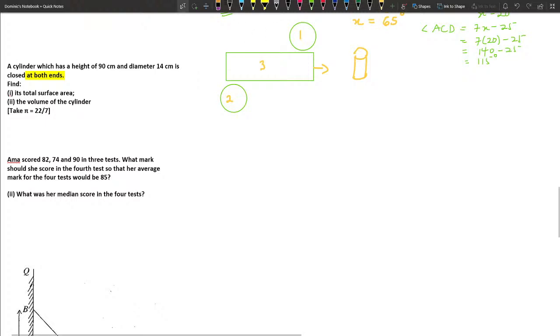But first of all, they gave us diameter. So you see, when you get a question like this, try and highlight some of the things. They gave you diameter, but what do you really need? You need radius. So quickly change your diameter to radius. Radius is diameter divided by 2. So our radius will be 14 over 2, and our radius will be 7 centimeters. Okay, fantastic.